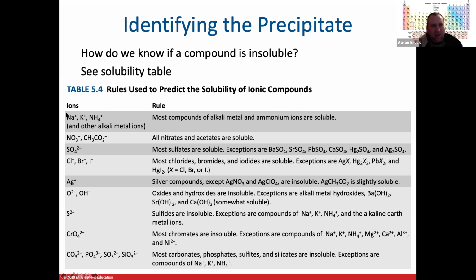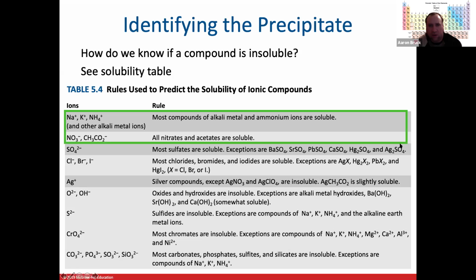And we can pretty much break this down into 3 categories. First category I'm going to highlight here in green. These are compounds that are always soluble. So if I have a compound that has an alkali metal in it, sodium, potassium, rubidium, cesium, or the ammonium ion, those will always dissolve in water. If I have a nitrate or an acetate, those will always dissolve in water as well.